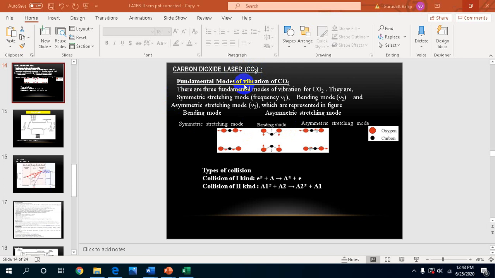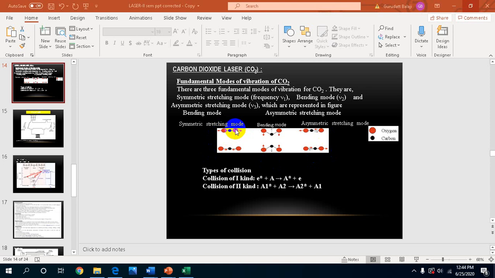Each CO2 molecule undergoes certain kinds of stretching modes of vibrations. Those are nothing but fundamental modes of vibrations. There are three fundamental modes of vibration for a CO2 molecule: symmetric stretching mode, bending mode and asymmetric stretching mode. This is the schematic diagram in which we can have an idea for each CO2 molecule. The carbon atom is at the center with an oxygen atom on either side.